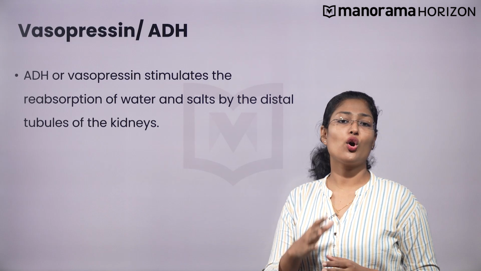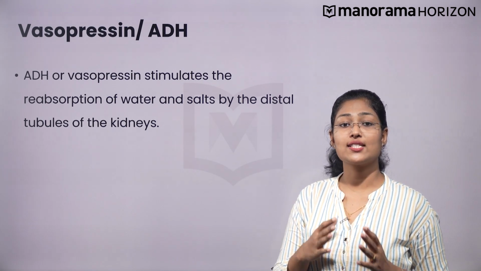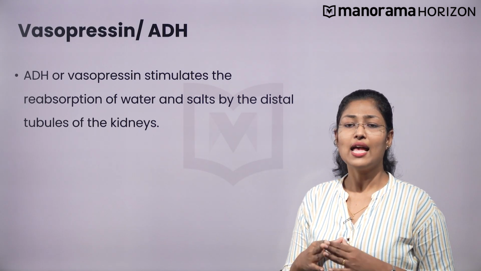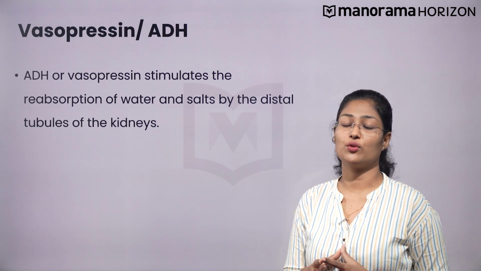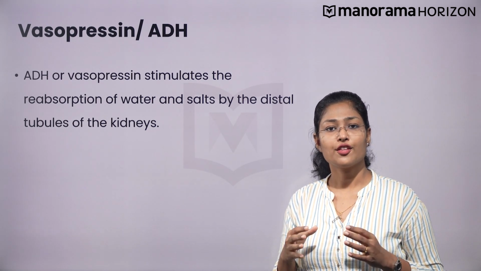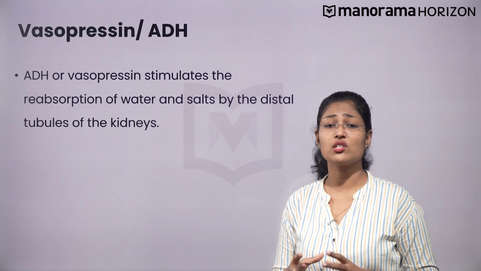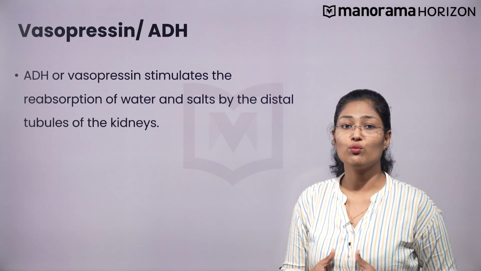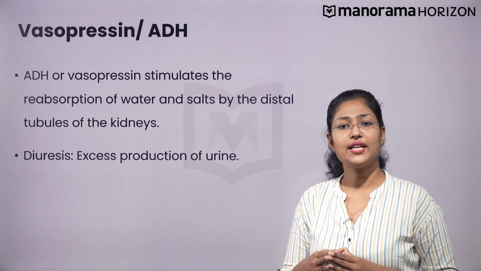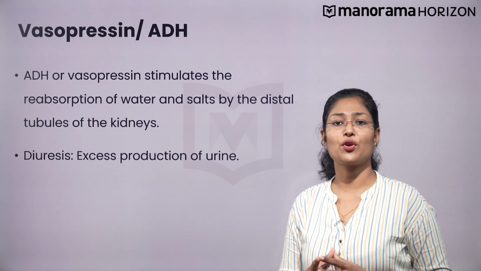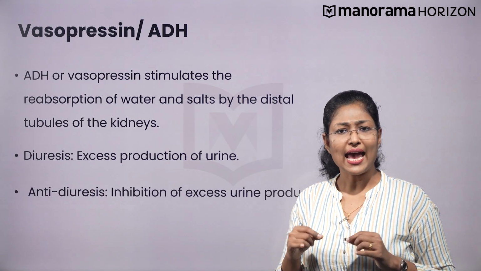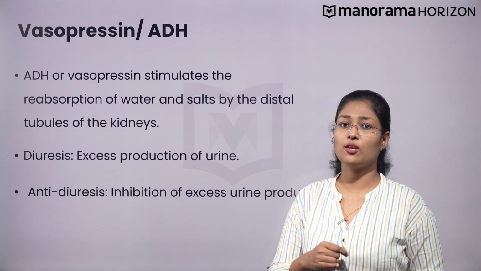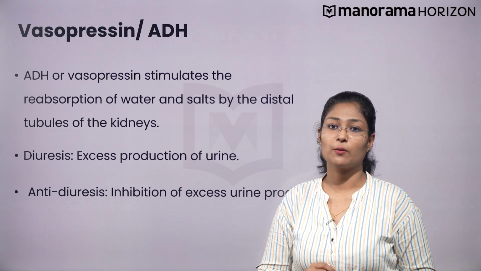Secondly, ADH or vasopressin stimulates the reabsorption of water and salts by the distal tubules of the kidneys. The final result is a reduced loss of water in the form of urine and the conservation of body water. The term diuresis means excess production of urine. So, antidiuresis means inhibition of excess urine production.